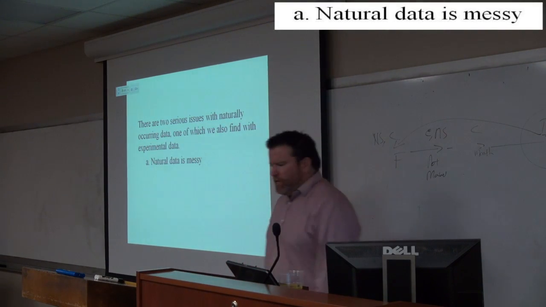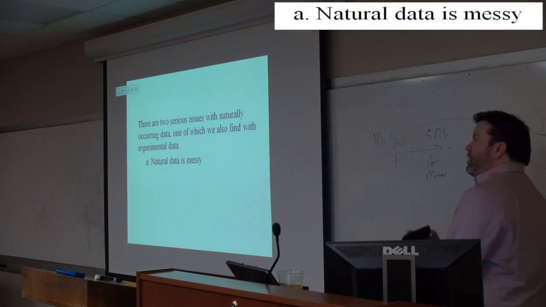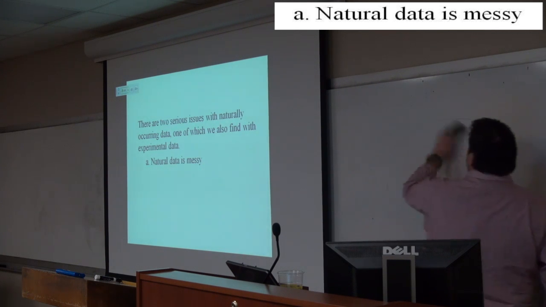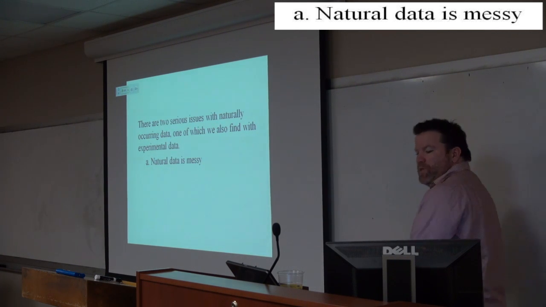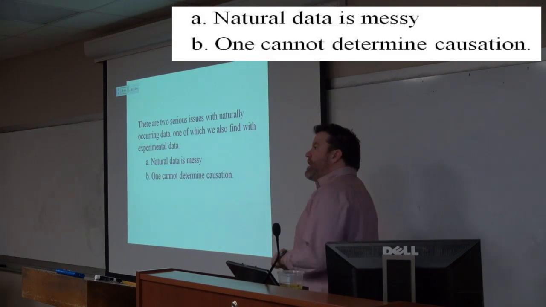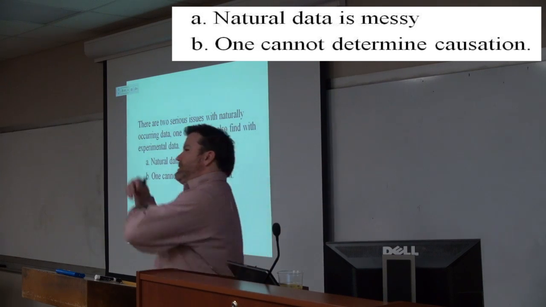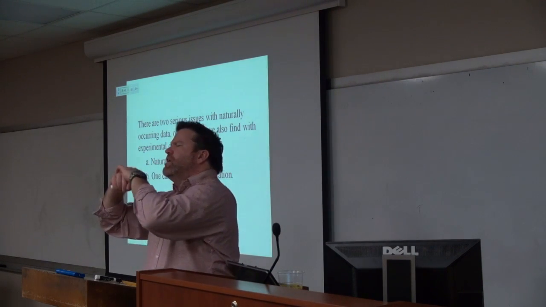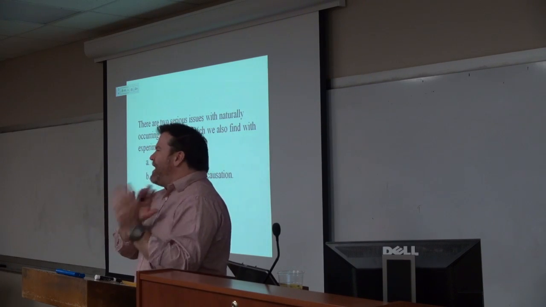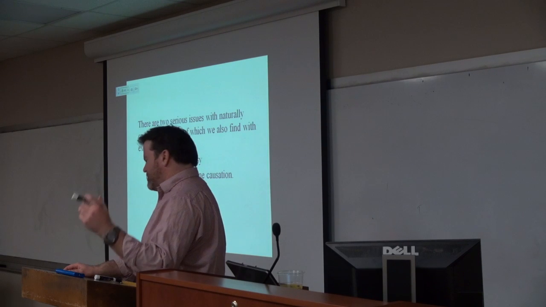So we've been talking using Mill's methods, and we've implied that all we need to do is look for agreement, disagreement, concomitant variations. We're like, oh yeah, that's all you need to do. But the reality is natural data is messy, and with natural data, one cannot determine causation. Now, one can get suspicions about causation, one can get hints about causation, and in some ways, one might even figure it out.